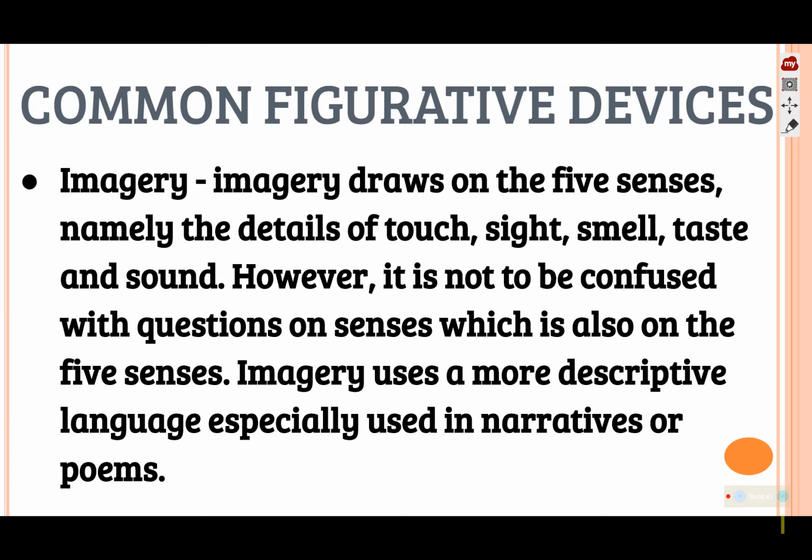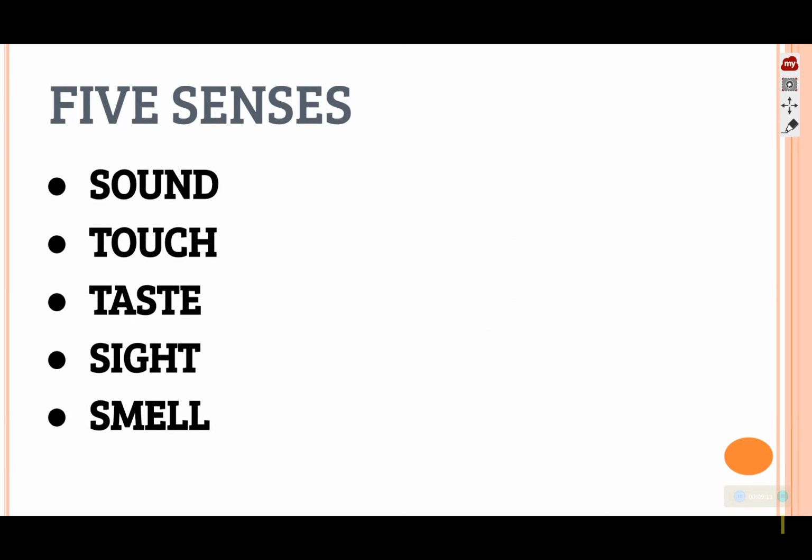Okay, so it wouldn't just mention sight, smell, touch, taste, etc., but it will have a poetic way about it, making it imagery instead of a question that is asking about your five senses, asking to identify sight or to identify sound in a particular sentence or paragraph. So imagery would deal with the five senses, but it would be sounding more poetic or more like a figurative device. Now the five senses, as mentioned before, would be sound, touch, taste, sight, and smell.